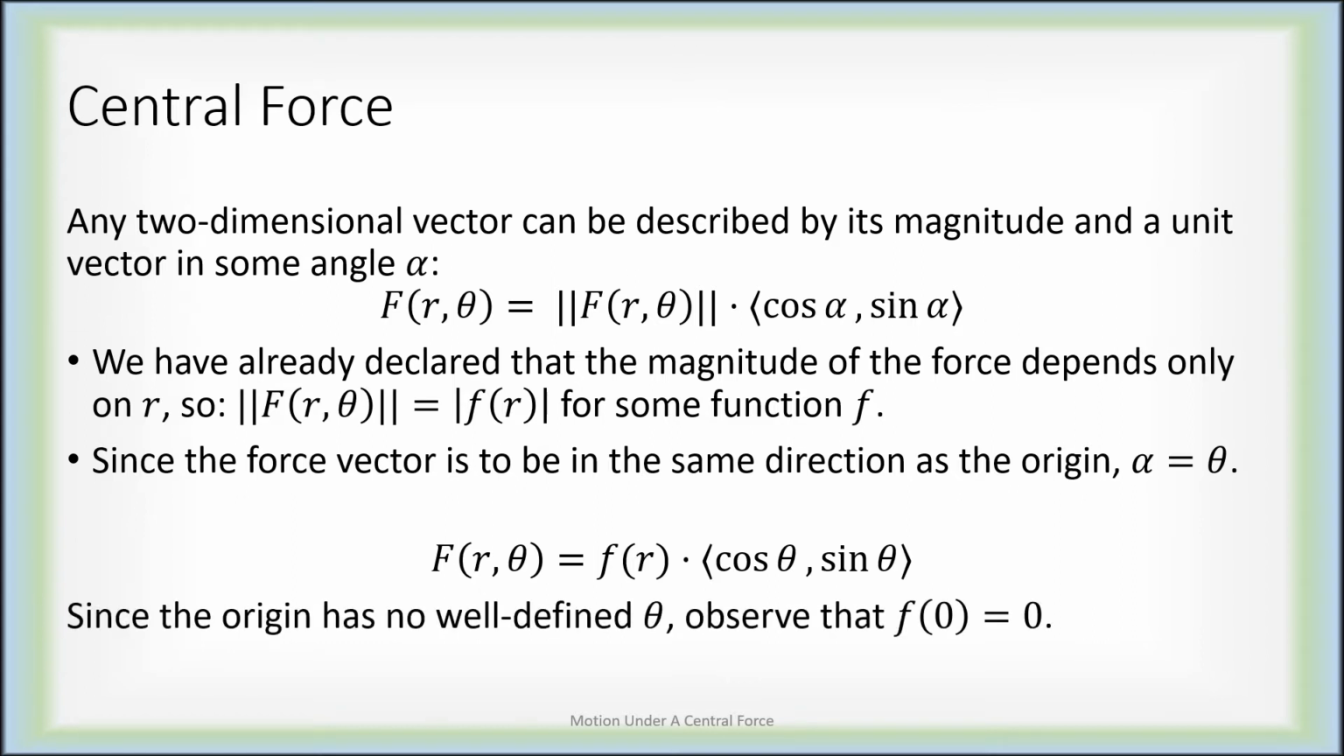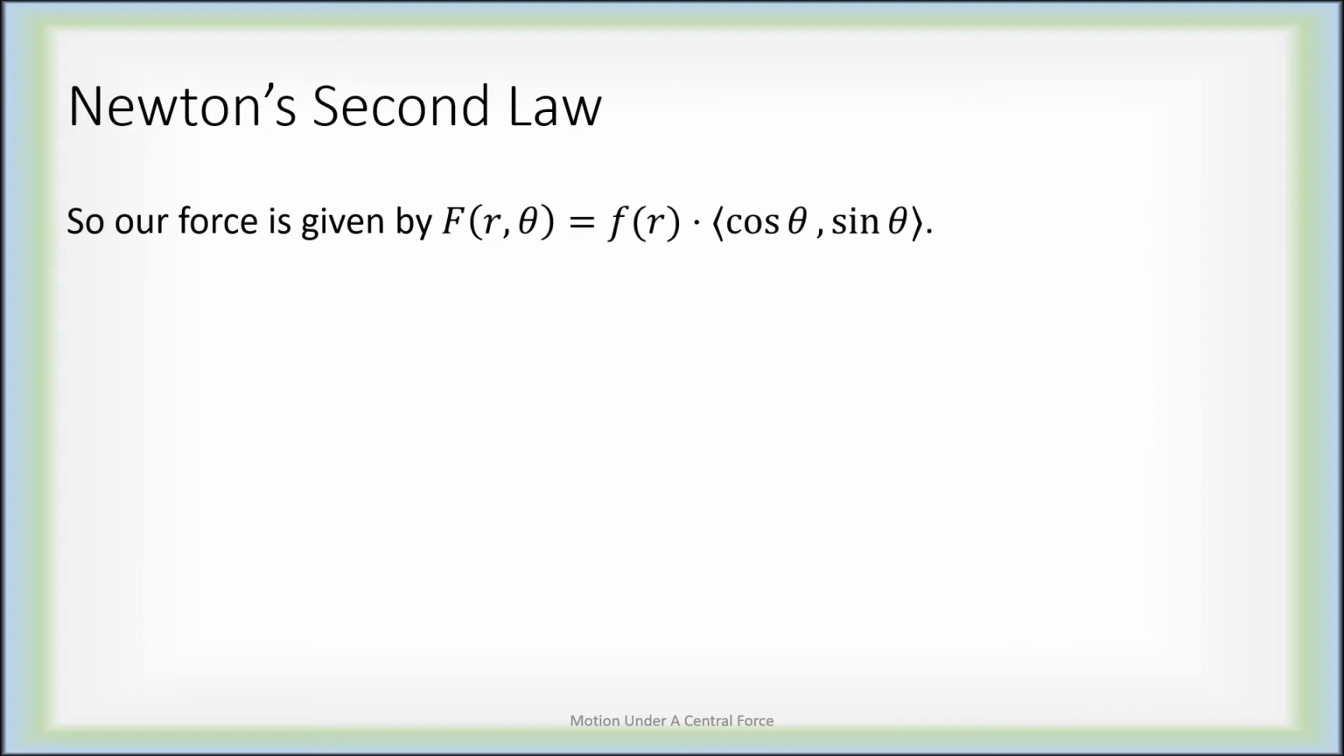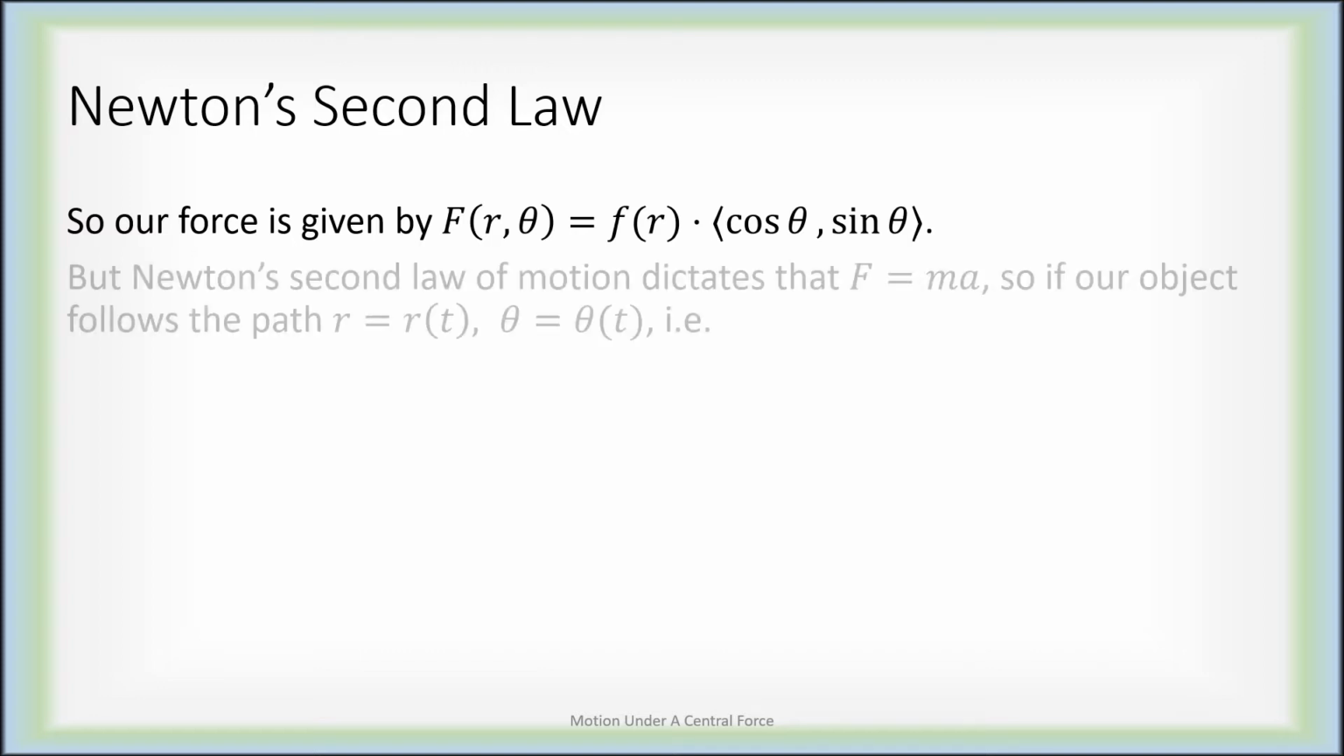The origin, however, has no real well-defined theta, so we have to force f of 0 to be 0. In order for this to mean anything, if I let r be 0 at the origin, there's no real vector to put here. So the only option is to make it the 0 vector by making this 0. So our force function, capital F of r, theta, is given by a force function f of r times the direction vector cosine theta, comma sine theta.